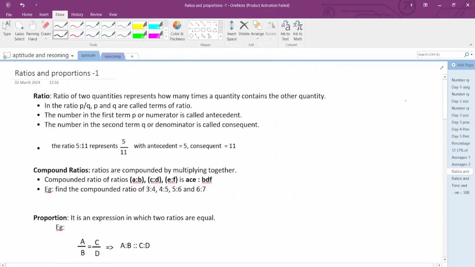Basically, in ratios and proportions there are two terminologies. One is ratios and the second one is proportions. So what is a ratio actually? The ratio of two quantities represents how many times a quantity contains the other quantity.